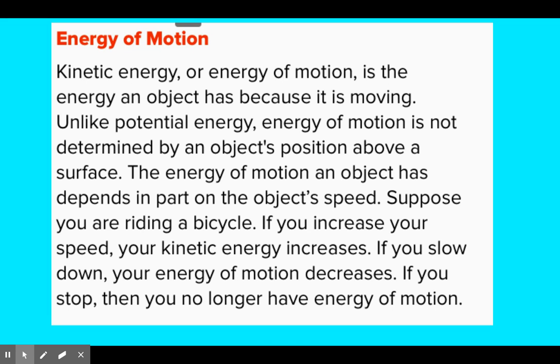If you stop, that means now that kinetic energy has transferred to potential energy because you are not moving. So when you are not moving, the energy is stored, it is potential energy. But as soon as you start riding your bicycle, the potential energy changes to kinetic energy, that is energy of motion. So the energy of motion will definitely increase. That means the movement of your bicycle will definitely increase when you increase the speed, and the energy of motion decreases when you decrease the speed of your bike. That means kinetic energy depends upon the speed of the object.